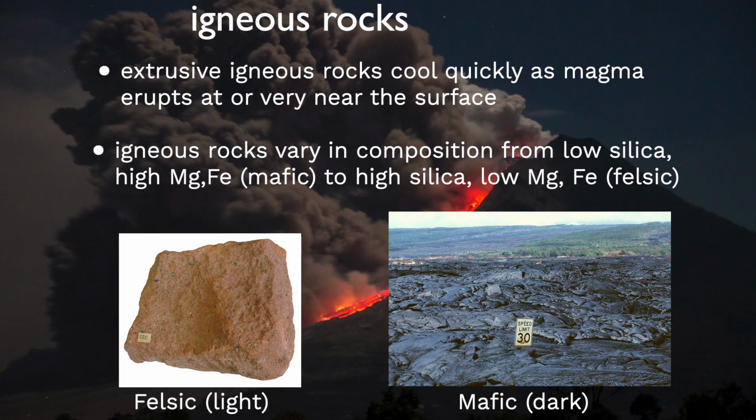On the other hand, we have our mafic rocks that are low in silica and very high in magnesium and iron, and these are typically very dark rocks. So here we have a photo showing a lava flow that then cooled. We can see this lava that flowed right through this speed limit sign across the road in Hawaii. So the lava, once it cools, is a mafic rock, and in particular, this is a basaltic rock.